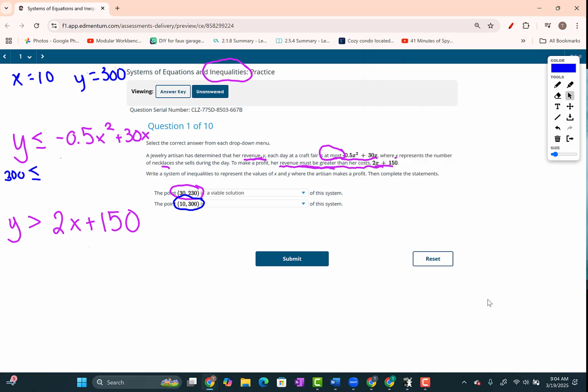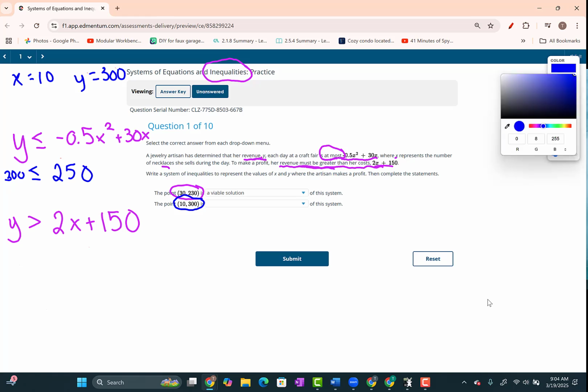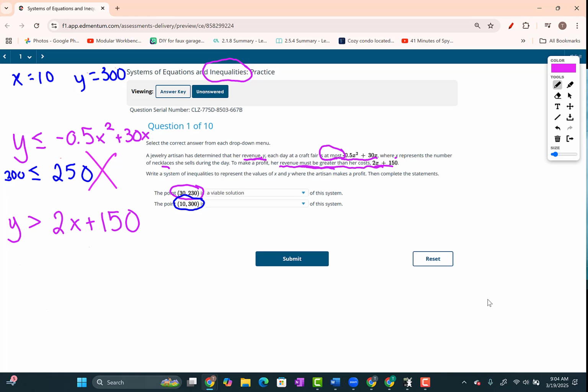Is this true? Is 300 less than or equal to 250? And of course, that answer is no. So that means (10, 300) is not a solution. We don't even need to check the other one.